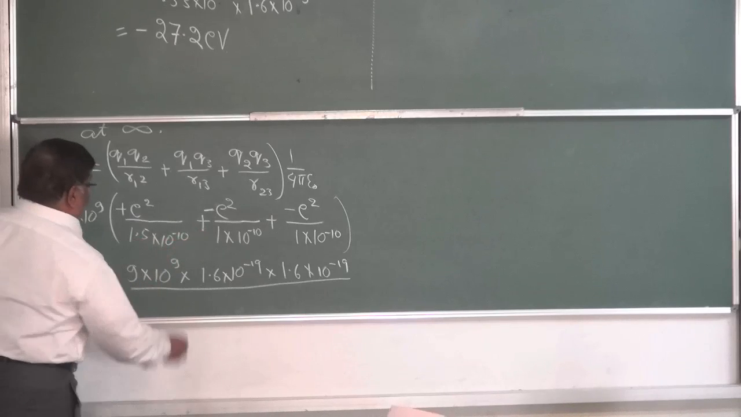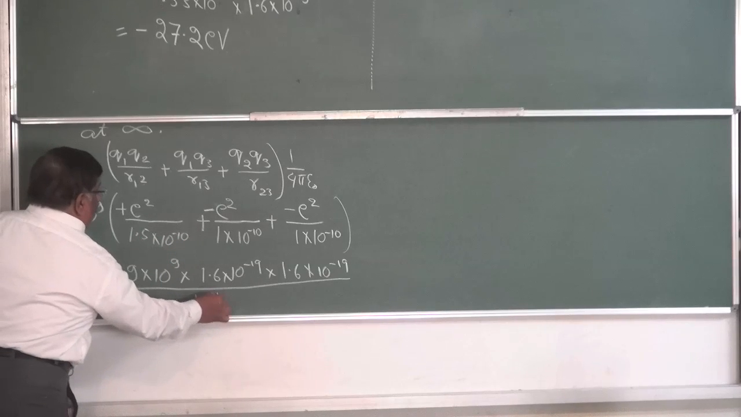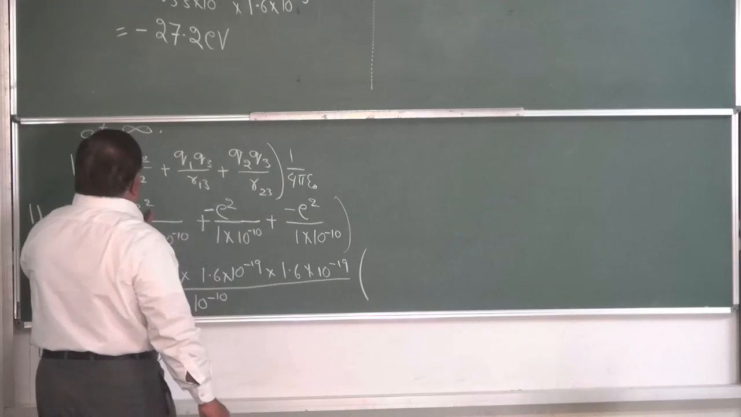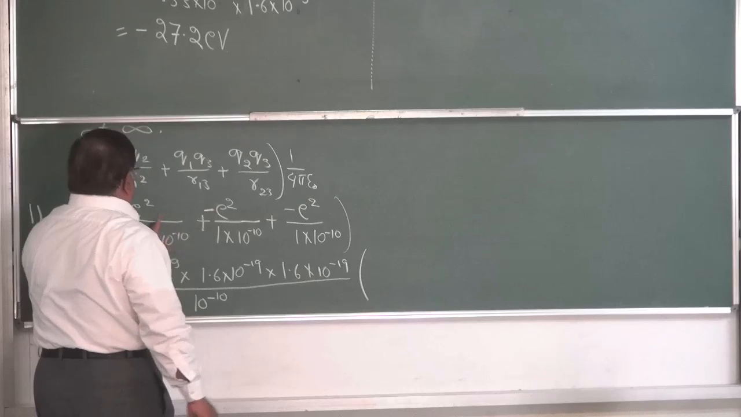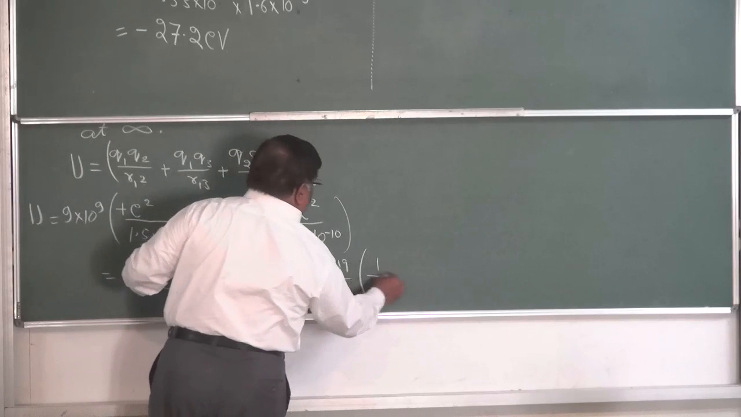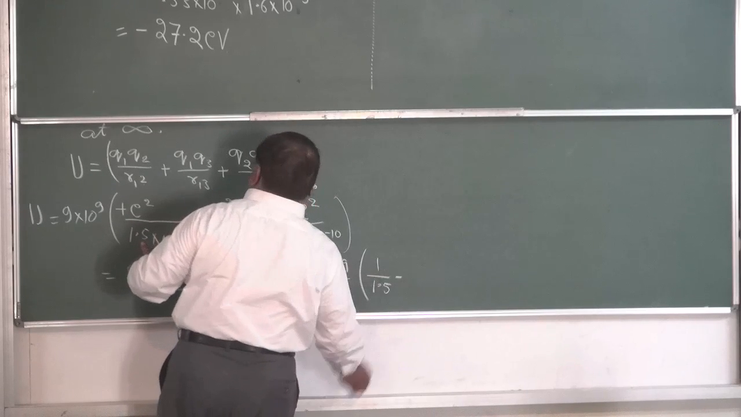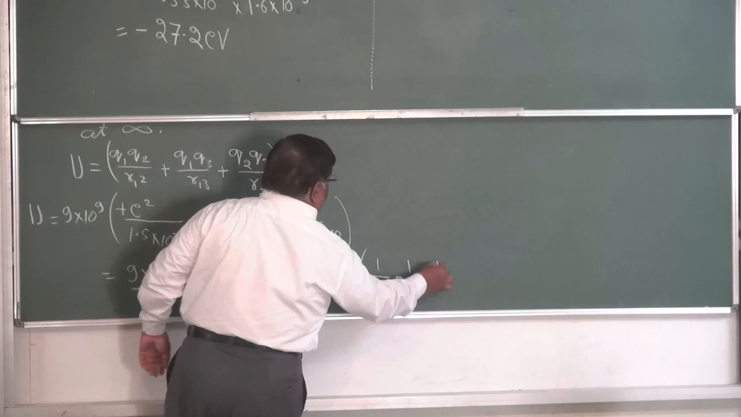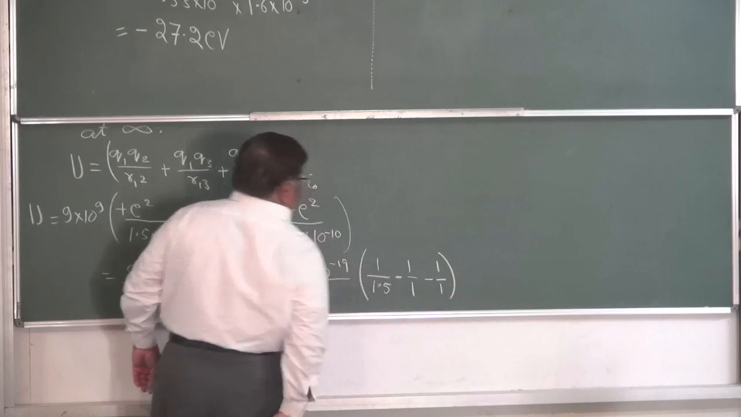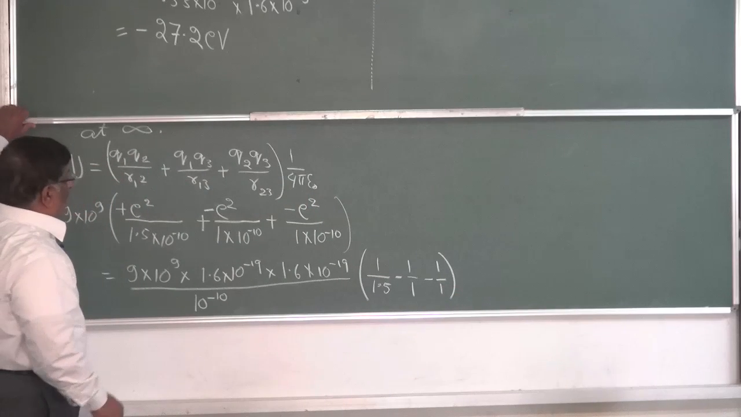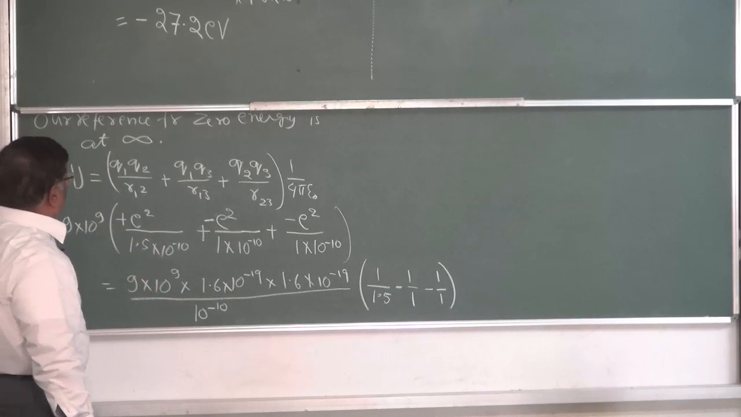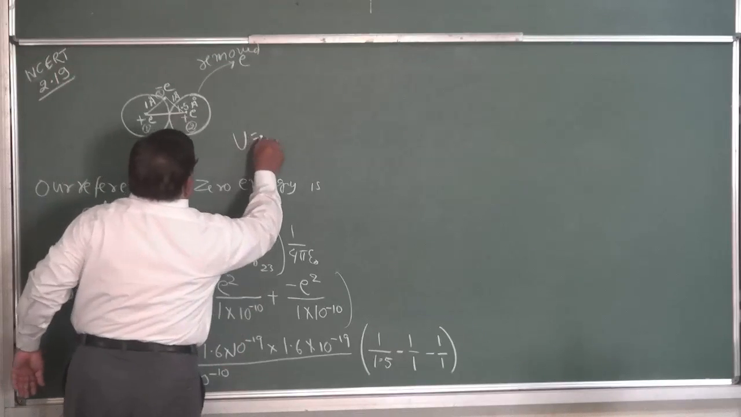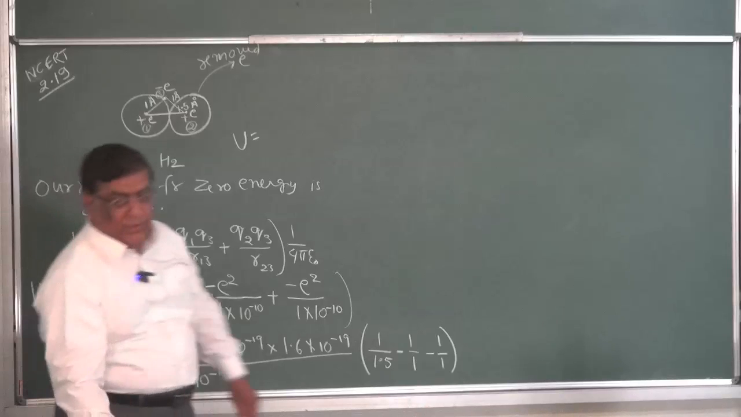From here what can we take out as common? 10 to the power minus 10. Then what remains inside the bracket? Inside the bracket it is 1 upon 1.5 minus 1 upon 1 minus 1 upon 1. Okay, now you can solve it very well and you will get the answer for this energy. Okay, do it.